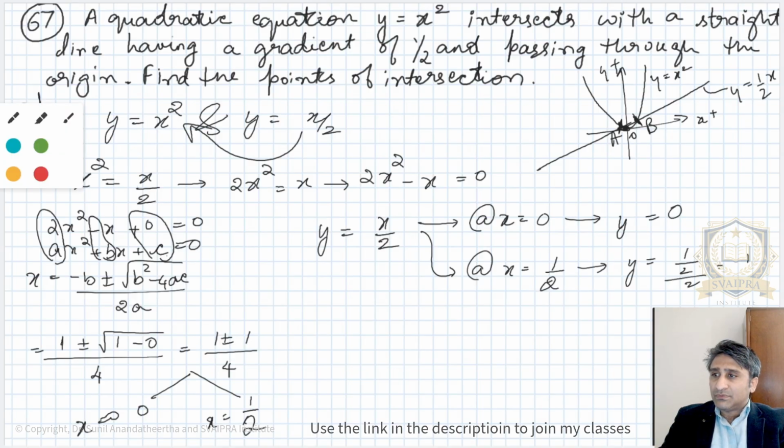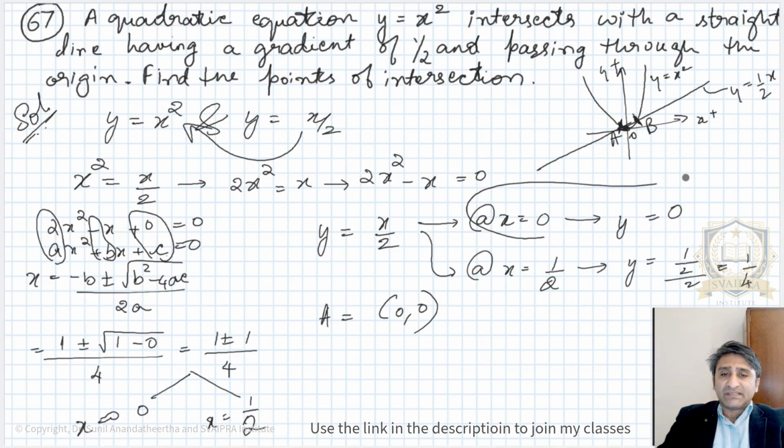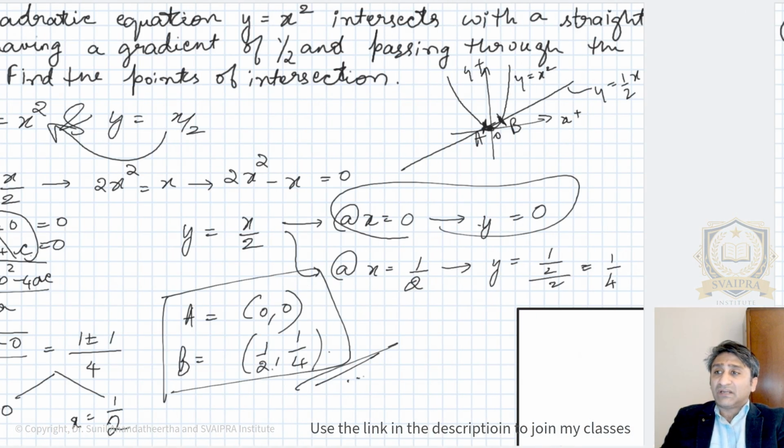Okay, so 2 by 2, which is 1 by 4. So there we have it. We have 2 points of intersection, and the 2 points of intersection are point A, which is 0 comma 0, and point B, which is half comma 1 by 4. So this is this point. A is 0 comma 0 and B is half comma 1 by 4. Okay, isn't that nice? It's just spectacular. All right, let's have a look at the next problem.